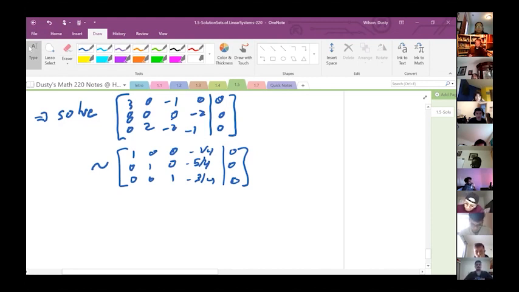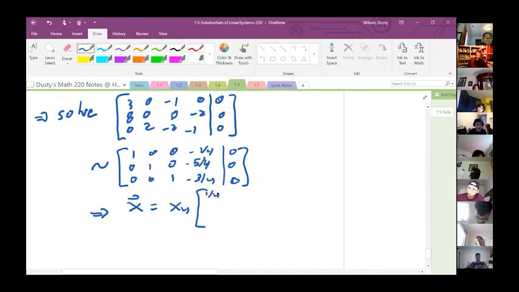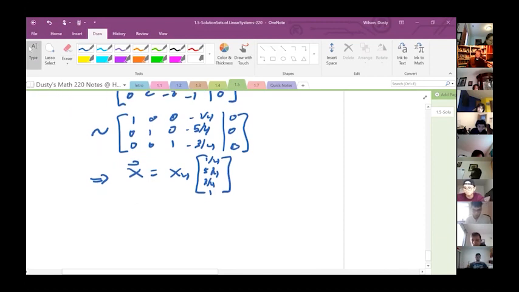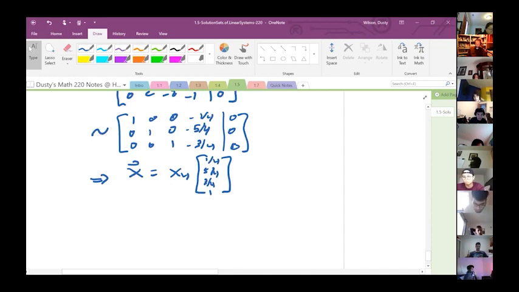So let's think about what this is meaning. This is telling you that your x is equal to x4 times 1/4, 5/4, 3/4, and 1. And notice that we could multiply this by 4 and the numbers will be a lot nicer.